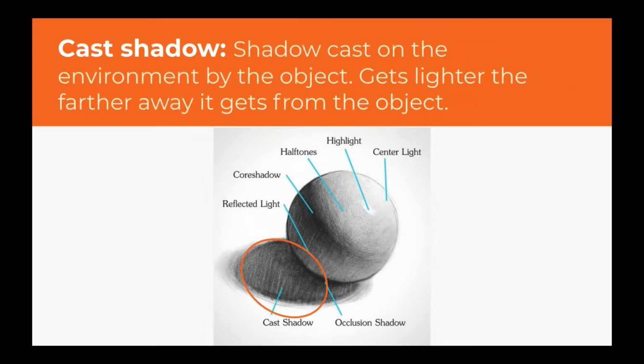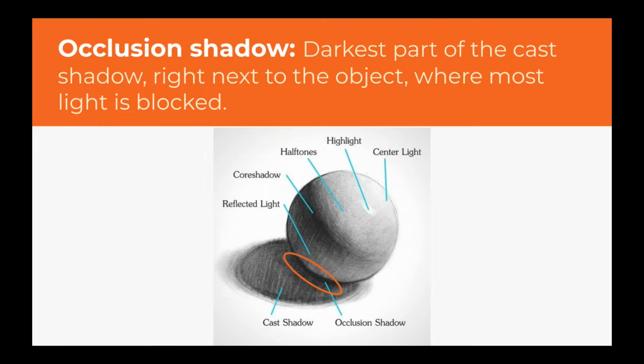Then we have the cast shadow. This is the shadow cast on the environment by the object. It gets lighter the farther away it gets from the object, also due to reflected light. And then we have the occlusion shadow. This is the darkest part of the cast shadow right next to the object where most light is blocked. And that's the anatomy of lighting.